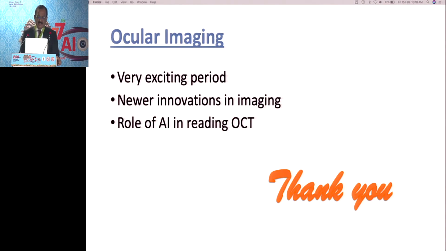But what is important is that this is a very, very exciting period. You see a lot of new imaging devices that are coming in, which will help us to study at the cellular level clinically with non-invasive methods. And as Rajiv pointed out, the role of AI is being studied in interpreting these OCT images, and those subtle changes that the human eye can miss would be picked up using AI over time. So we are in that exciting period. We will have a lot more devices and algorithms coming in the future for us to help the patients much better. Thank you.